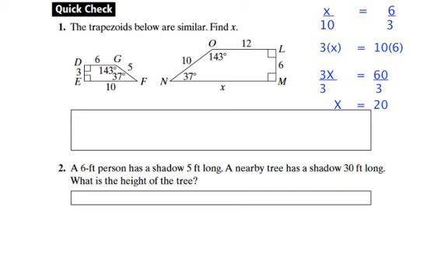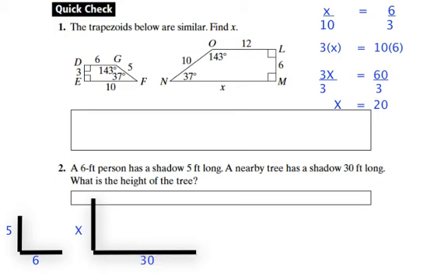For number 2, a 6-foot tall person has a shadow of 5 feet long. A nearby tree has a shadow of 30 feet long. What is the height of the tree? We're going to draw a simple figure with straight lines, showing the person is 6 feet tall with a shadow of 5 feet, and a tree with a shadow of 30 feet. We're trying to figure out the height of the tree, which we'll make the variable x.